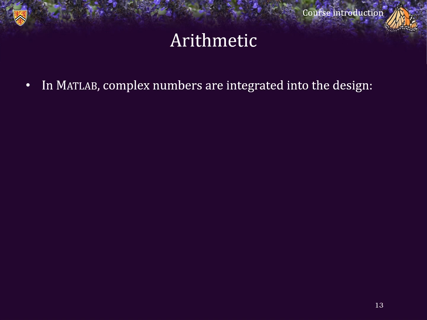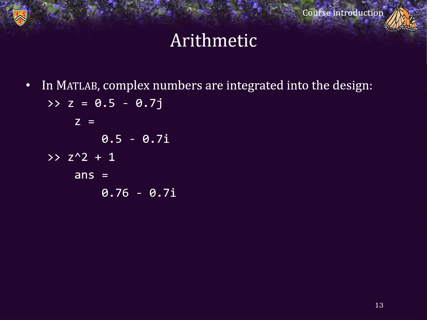In Matlab, however, complex numbers are integrated into the design. So I can assign to z 0.5 minus 0.7j. Unfortunately, the output is always going to be i. You can't change this in any way. However, you are allowed to use j in your input. We can now calculate z squared plus 1, and it will square this complex number and add to it the real value 1. So in this case, we have this result.